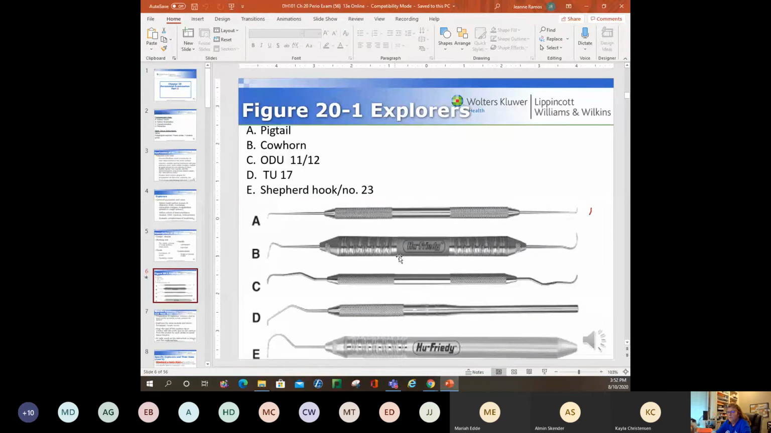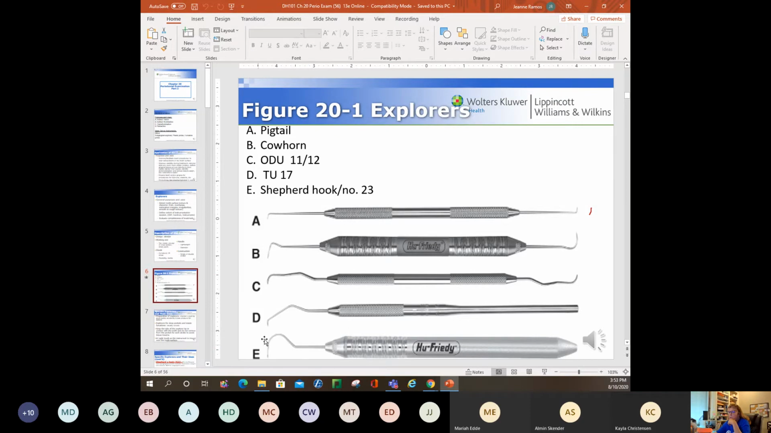So B is what they call a cow horn. It's just bigger, looks like a shepherd's hook, only it's curved. It has an extra bend to it. And then the C, the ODU, which is what we have, and TU17, that's for really anterior teeth. We used to have those in your kits, but there's no point to have that anterior instrument when your ODU 11/12 can do everything. You don't have to pick it up.